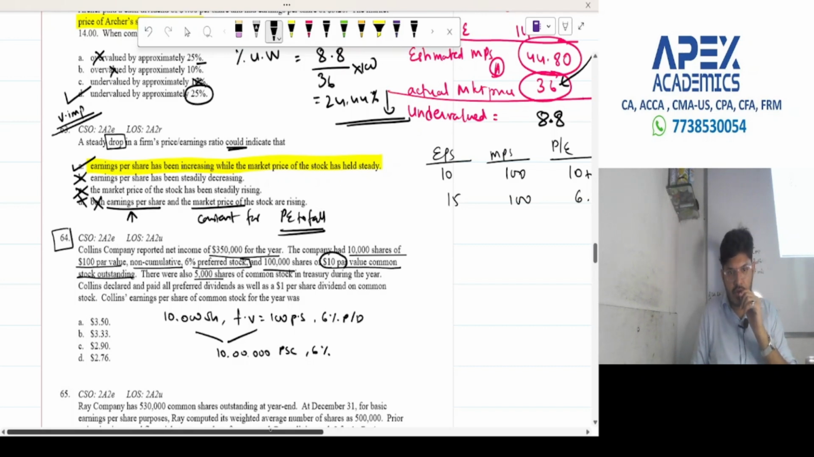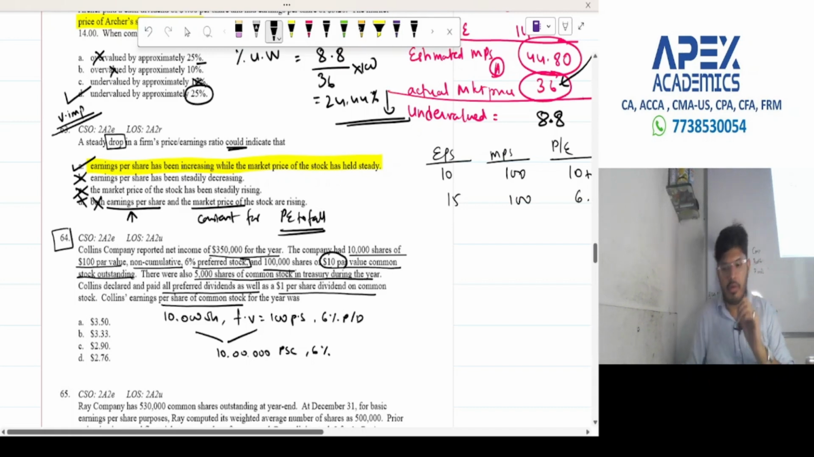There are also 5,000 shares of common stock in treasury during the year. Have you purchased them? No information given. Collins declared and paid all the preference dividend as well as $1 per share dividend on common stock. Meaning the equity dividend has also been paid. Collins EPS for common stock.